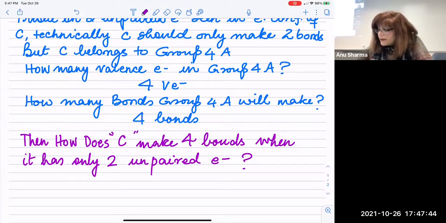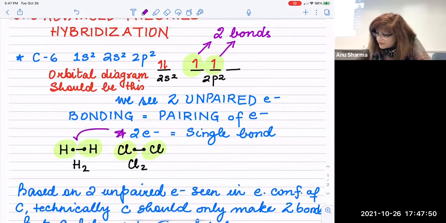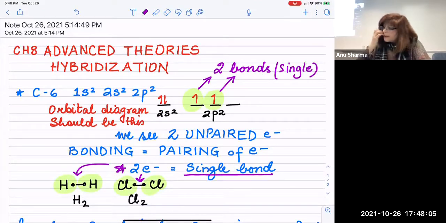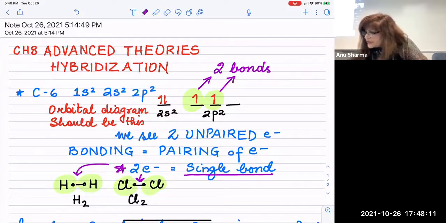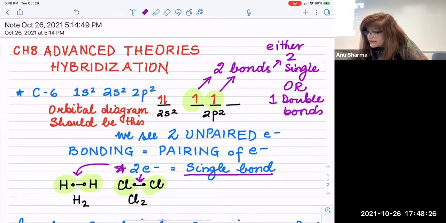It's two bonds, yeah. So did I write something here? So two electrons, this is a single bond. This is a single bond. So that's a single bond they're making. So these two can make two bonds, meaning two single bonds, or it can make a double bond also. One double bond. Let me write this down. Either two single bonds or one double bond. A double bond is basically two single bonds, right?